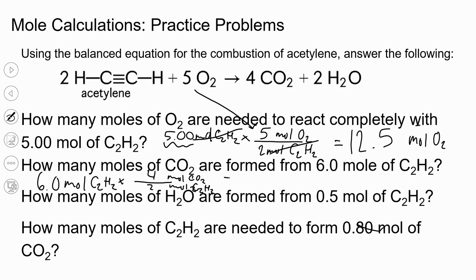Okay, and then what did you end up with? What's your answer? 12 moles CO2. Okay, and then we have 6, right? We have 2 sig figs, so we're just going to put 12 with a decimal place. 12 moles of C2H2, or CO2, excuse me, CO2, because those cancel out. Okay, good.